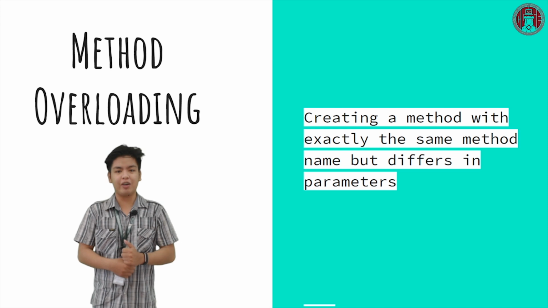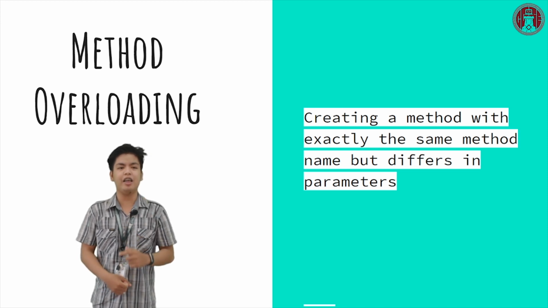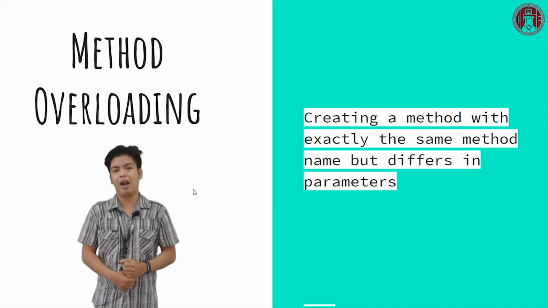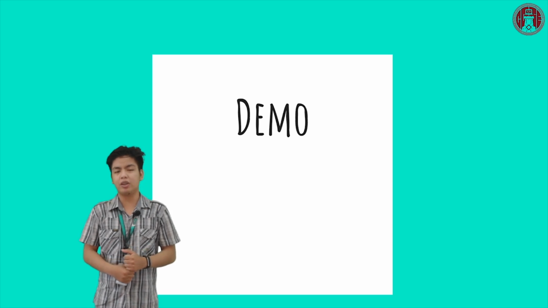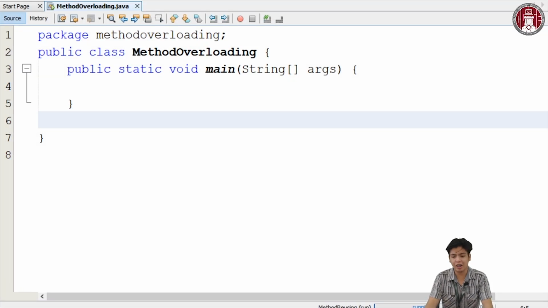Method overloading is creating a method with exactly the same method name but differs in parameters. To further discuss our last topic, let me show you how to use method overloading. Okay, welcome to the method overloading demo. Here, I'll be discussing method overloading so that you can understand more about this topic. As I said in our lecture, method overloading is creating a different method with exactly the same method name but differs in parameters.